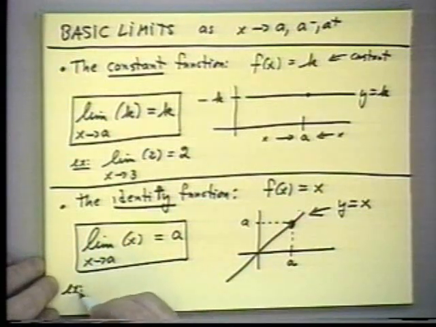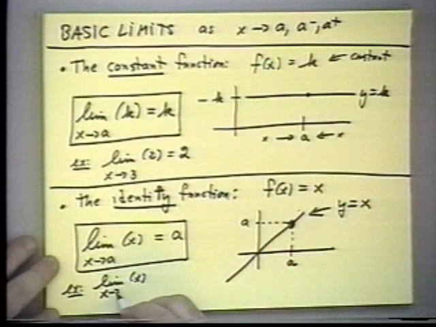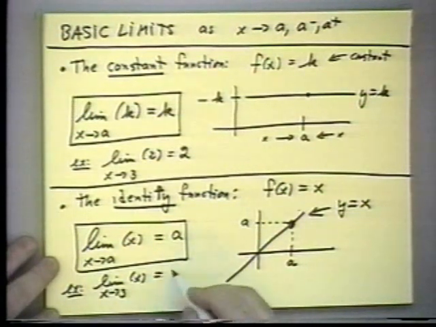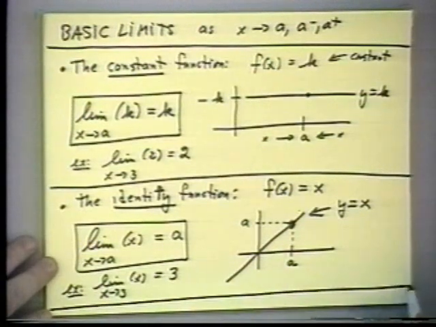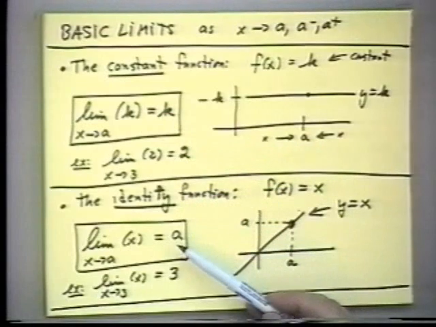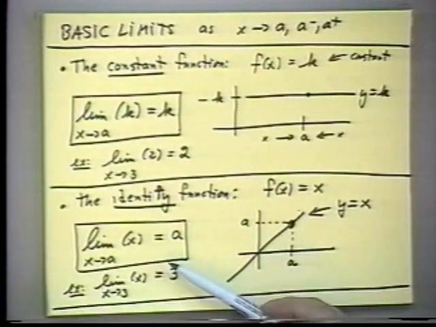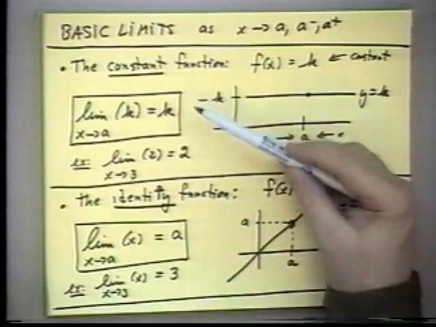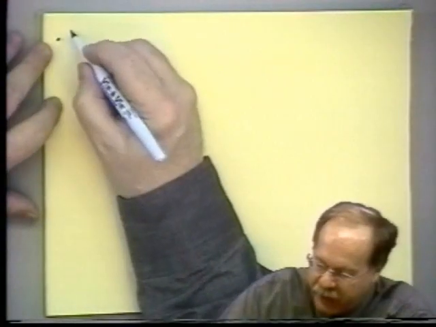So, for example, you might try the limit of x as x approaches 3. Well, that's 3. So the identity function here and the constant function here are both functions for whom the limit is very easy to take. But we have to start somewhere, so we've started at the bottom, and we have some basic limits now to work with. There's one other basic limit we'll go ahead and say something about now.